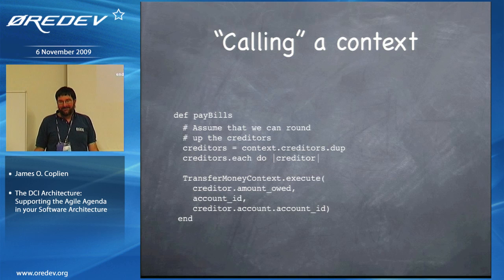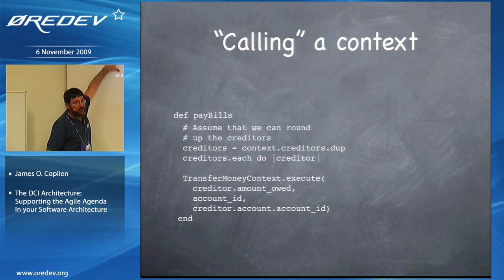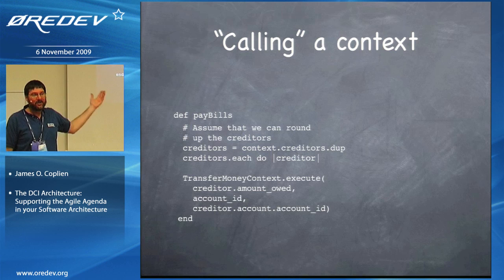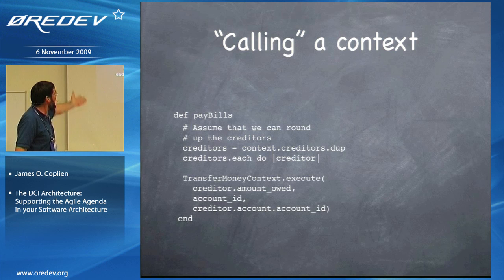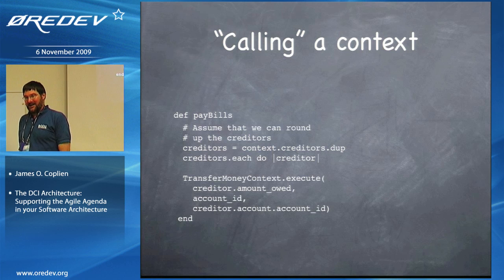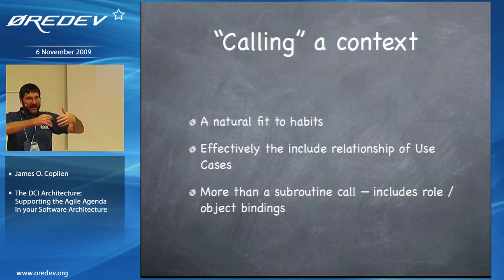Pay the bills. This pays all the bills to all my creditors, reusing this use case that has been put into that context. It will figure out what the role object bindings are. I don't have to worry about that here. This reads like business logic. I can reason about the code. I have high intentionality now, which I don't get if I use standard object-oriented design. So this is a very good fit for these things called habits. They're kind of like slices of use cases that compose with each other.